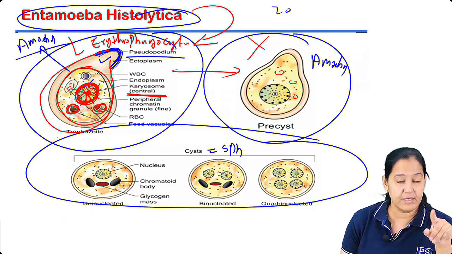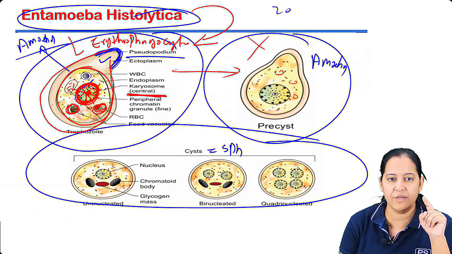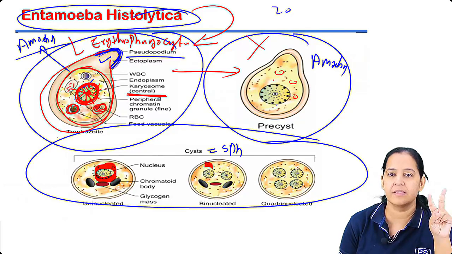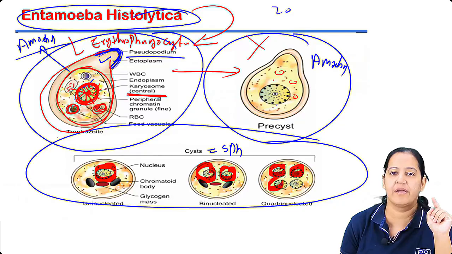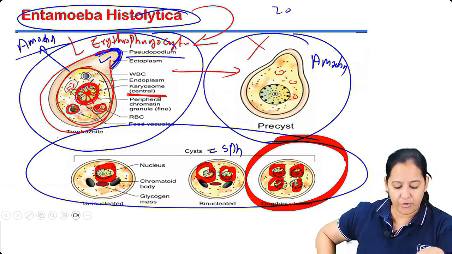The cyst: there are three types of cyst. Please see the three types of cyst. All of them are the same, all of them are spherical. The only difference is this one is uninucleate, one nucleus, this is binucleate and this is quadrinucleate. So quadrinucleate is what we need. The quadrinucleate cyst is the mature cyst.